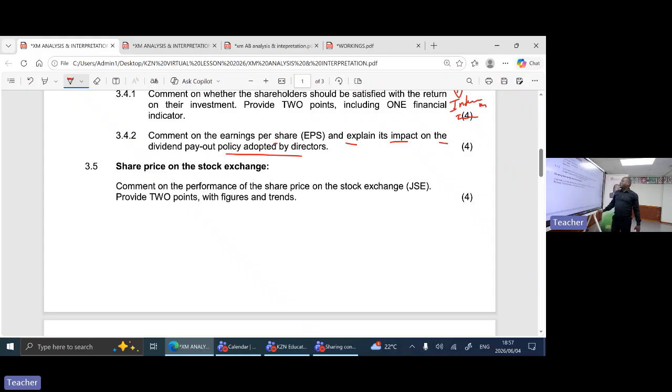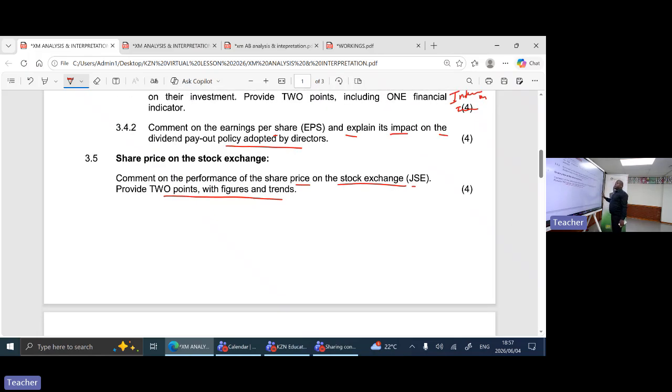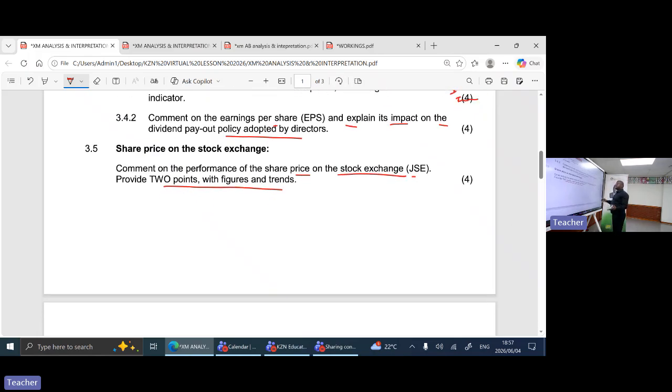So, share price on the stock exchange. Comment on the performance of the share price on the stock exchange, JSE. Then you provide 2 points with figures and trends. The stock exchange being the JSE, Johannesburg Securities Exchange.